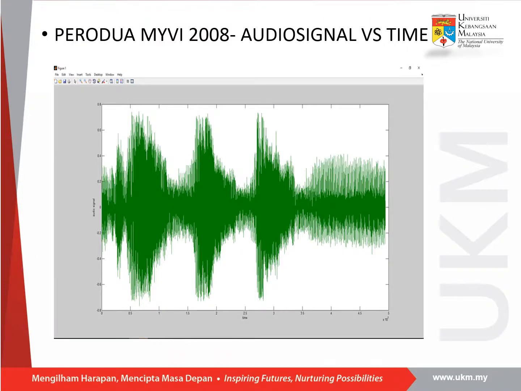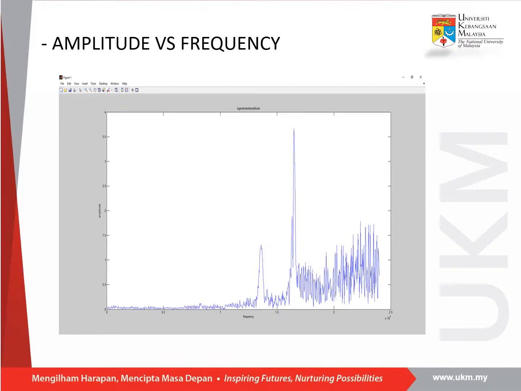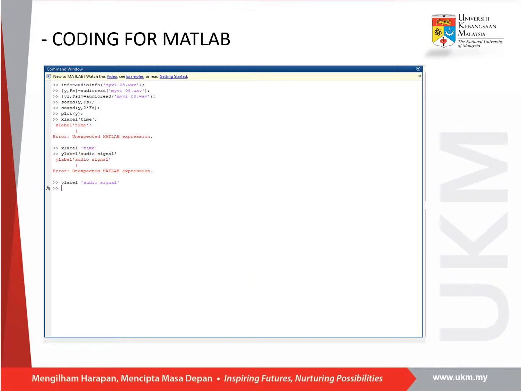Okay, this is the audio signal versus time for the Perodua MyV 2008, and this is the amplitude versus frequency, and also this is the code.